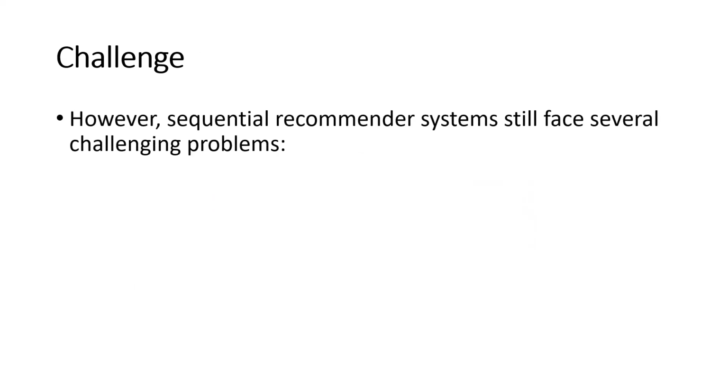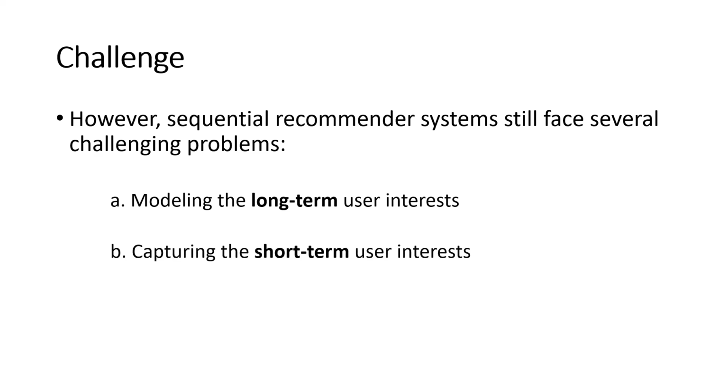However, sequential recommender systems still face several challenging problems. The first one is how to model the long-term user interests from sparse implicit feedback. The second one is how to capture the short-term user interests given several items the user accessed.